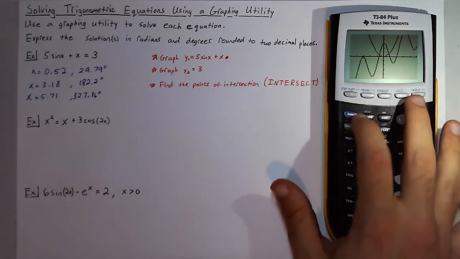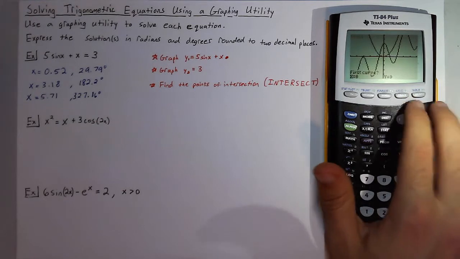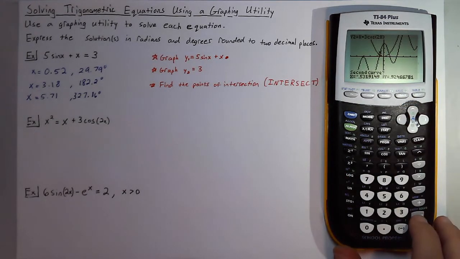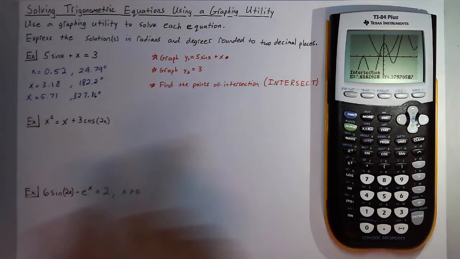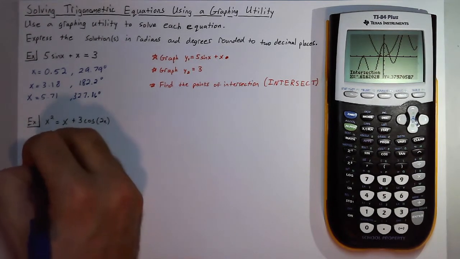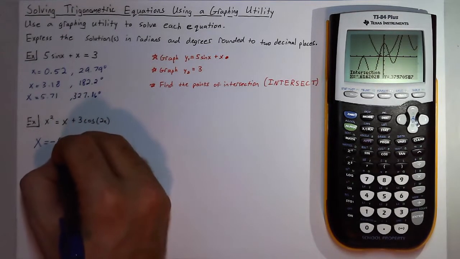So now if I go to second trace, intersect, I move to the first intersecting point, and I hit enter. I can just hit enter again because it's picking another point nearby, and then guess. And the intersection point is at -0.616 or 62.